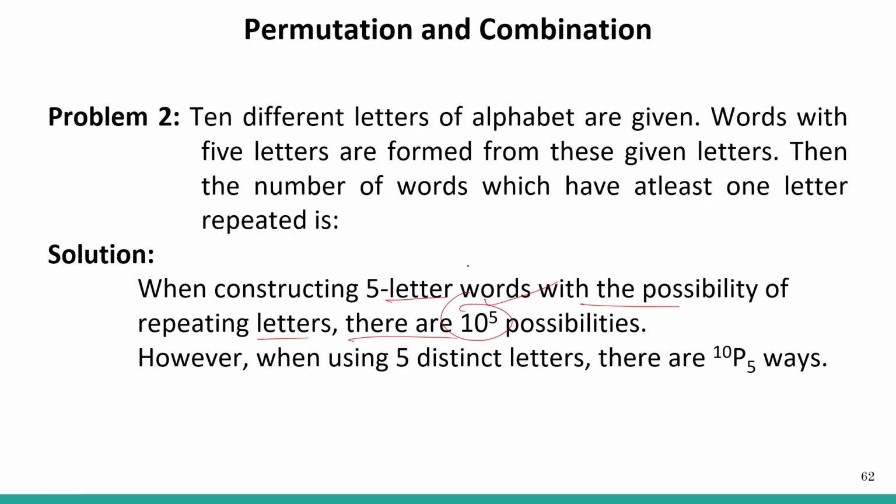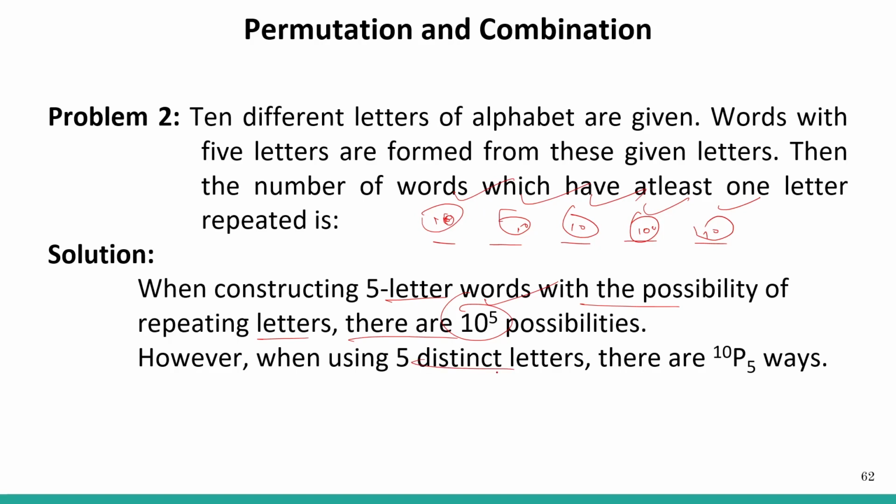Because for all the 5 letters there are actually 10 options. There are 5 positions. For each position you have 10 options. So all have 10 options, right? That is how there are actually 10 to the power 5 possibilities.